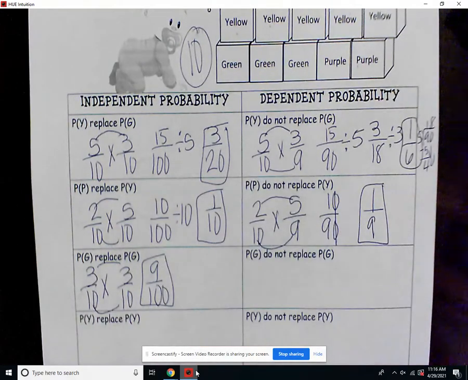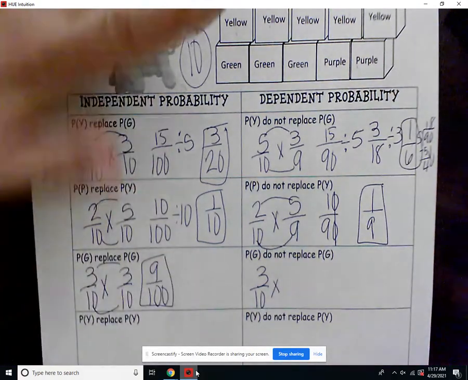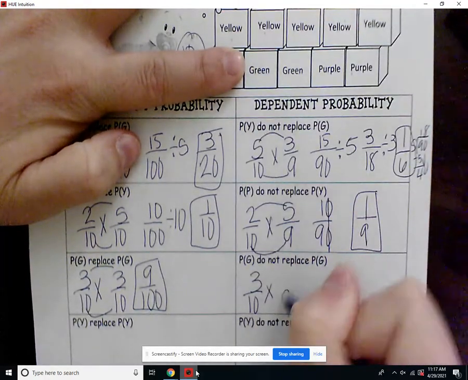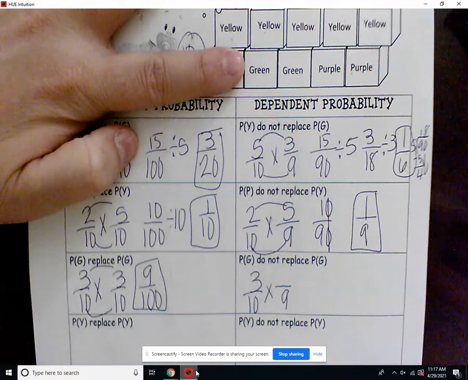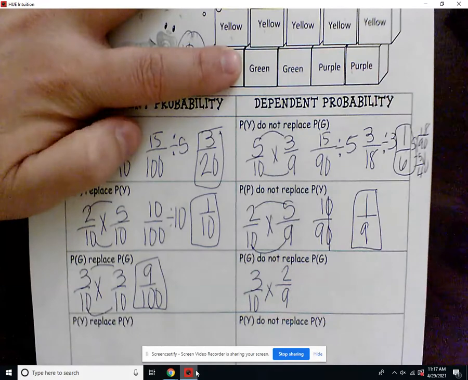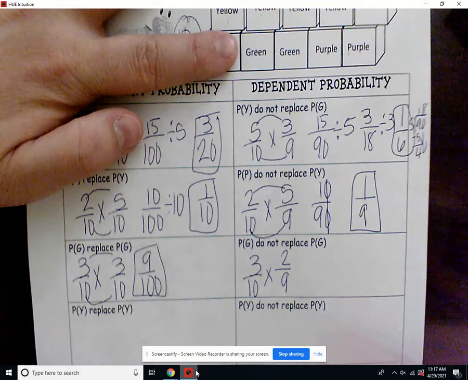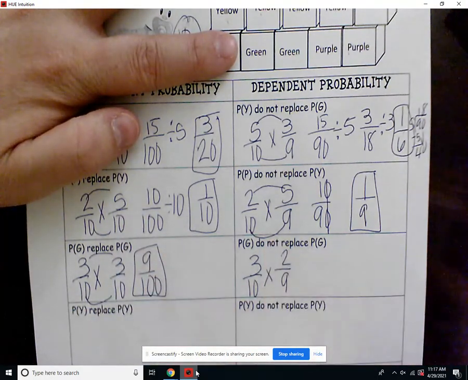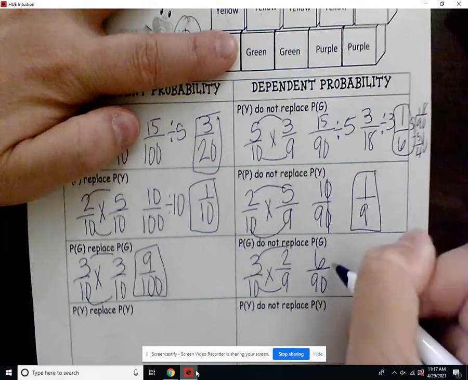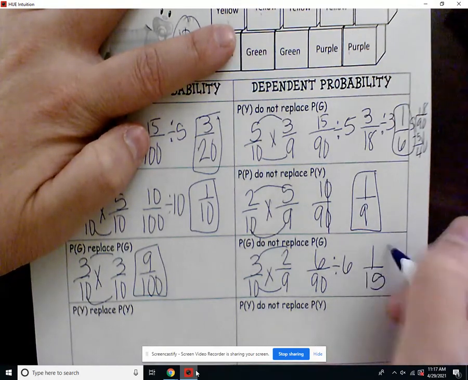All right, so this is where it's going to get a little bit different than what we've done with these top 4. Probability of a green is still 3 out of 10. Do not replace means I'm going to take away a green. When I take it away, I have 9 boxes. Out of the 9 boxes, how many are green? I took 1 away, so instead of having 3, I'm now going to have 2 that are green. So I have 2 over 9 instead of 3 over 9, or 3 over 10. I took away from both numbers, which is fine because that's going to happen. 3 times 2 is 6. 10 times 9 is 90. I can divide this by 6, which is going to be 1 over 15.